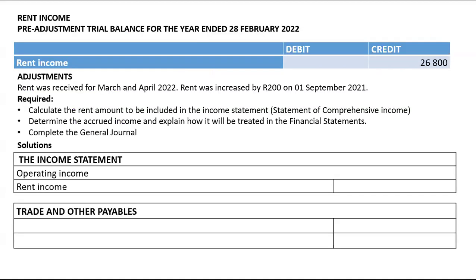In the financial statements, we're going to take our rent, which is 26,800 minus 4,000 rand, because 4,000 rand was received in advance. And that 4,000 rand will be recorded in trade and other payables as income received in advance.